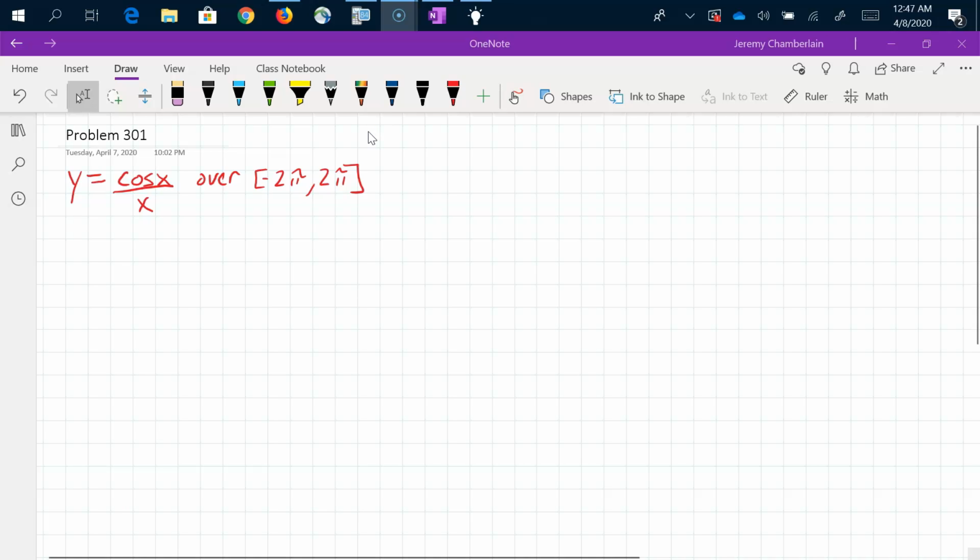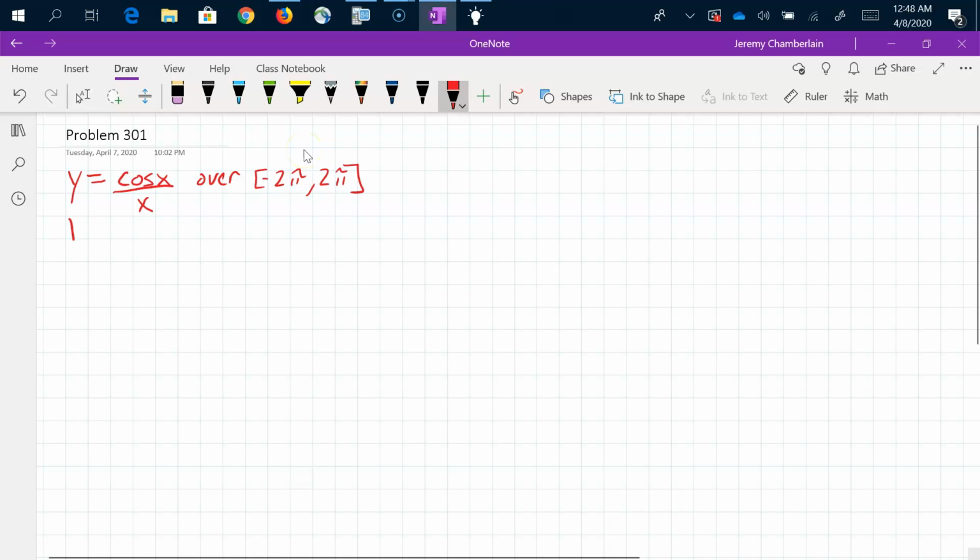8.6. This is number 301, and we're asked to analyze the graph of y equals cosine x divided by x over the interval minus 2 pi to 2 pi without using a calculator. So first of all, let's look at the domain here. Let's keep this simple. Cosine x divided by x. Of course, we cannot divide by 0, so this is undefined at 0.